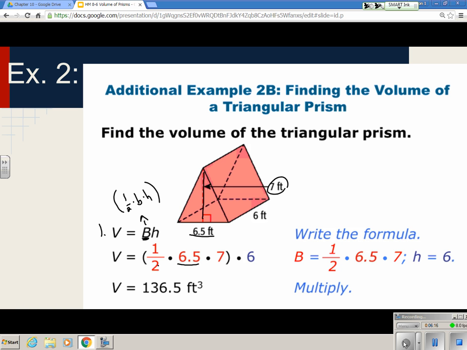So when you multiply 6.5 times 7 times 0.5, I'm using my calculator, you get 22.75, and that's the base. But now we have to multiply it by that height, which we can see here is 6 feet. So when we multiply those together, that's how you get 136.5 feet cubed. Plug and chug, and once your work is all written out, looks good.